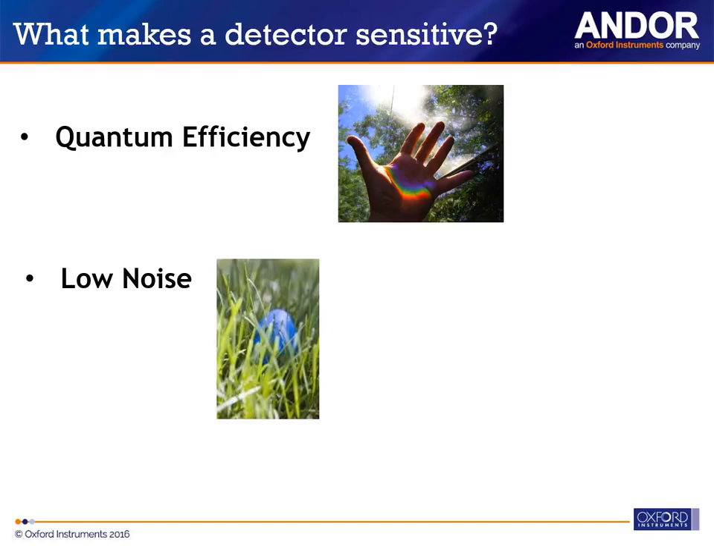But for a sensitive detector, you really have to have both of these parameters optimized as much as you can. You have to have high quantum efficiency to catch as many incident photons as possible, and you have to cut that grass, get that noise floor down as low as possible, such that any photons you do convert to electrons will be seen, won't be buried in a grassy noise floor.